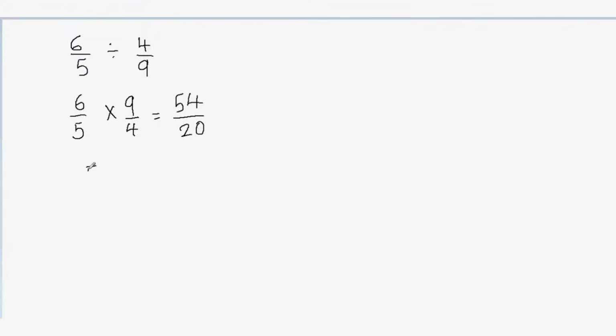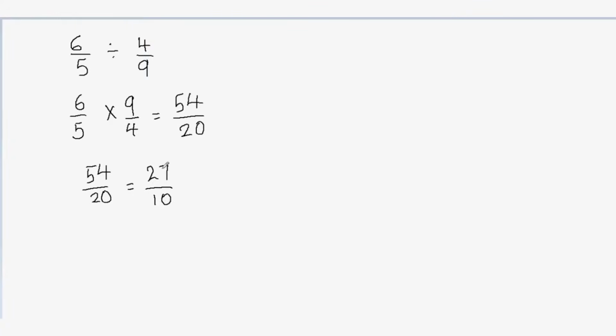So when I have to simplify this fraction, let's see, this 54 and 20 is divisible by 2. They both are divisible by 2. So we're going to divide this by 2. If I divide 54 by 2, what will I get? 2 times 2 is 4 and 2 times 7 is 14. So I got 27. And then 20 divided by 2 is going to give me 10.